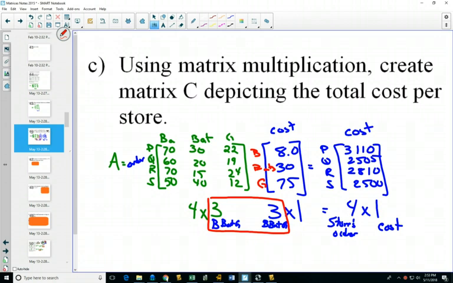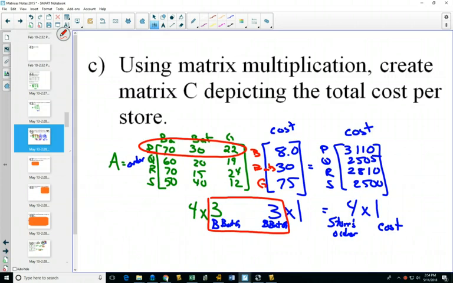And if you think about how matrix multiplication works, this will make sense. Look at store P. I'll circle it here. This was their order. You take that row, turn it on its side, smash it into this one. They've ordered 70 bats. They each cost $80. They've ordered 30 balls. They each cost $30. And they've ordered 22 gloves. They each cost $75. Then you add them all up and you'll get your total owing for that store.